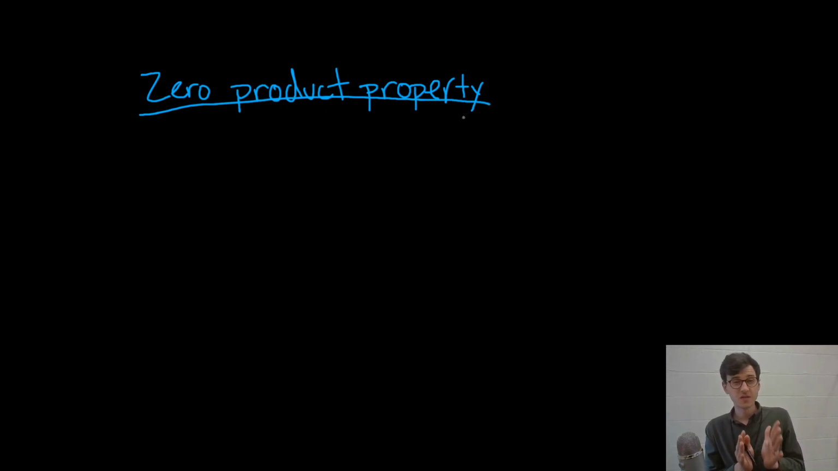In today's video, I want to talk about something called the zero product property. But before I tell you about the zero product property, I want to tell you a quick story, or maybe tell you about a thought experiment called Schrodinger's cat.